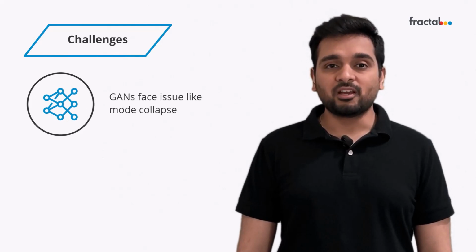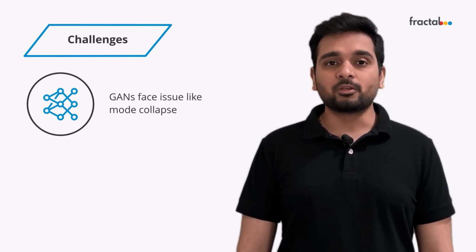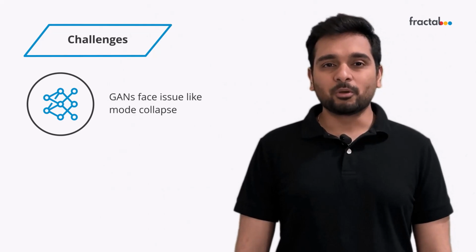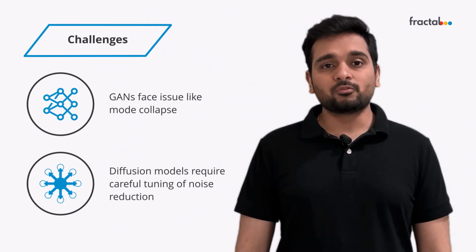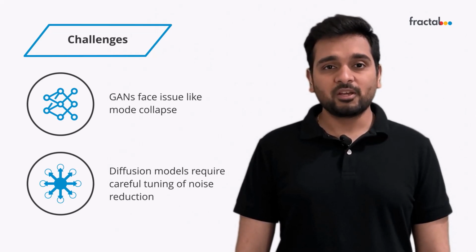Training these models is not easy and comes with challenges. GANs need a careful balance between the generator and discriminator to avoid problems like mode collapse, where the generator only produces limited types of outputs. Diffusion models require careful tuning of the noise reduction process, which can be demanding.